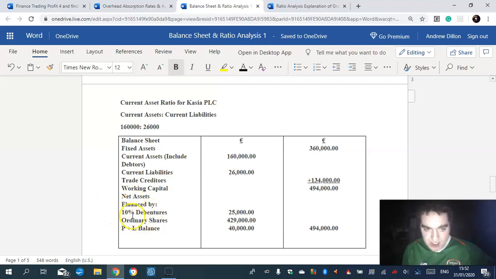The debtors is 10%, which is 25,000. The ordinary shares are 429,000, and the profit and loss balance is 40,000, and that comes to the total answer of 494,000, which is here. I add all those three together, and I get 494,000, which actually comes here to here as well.